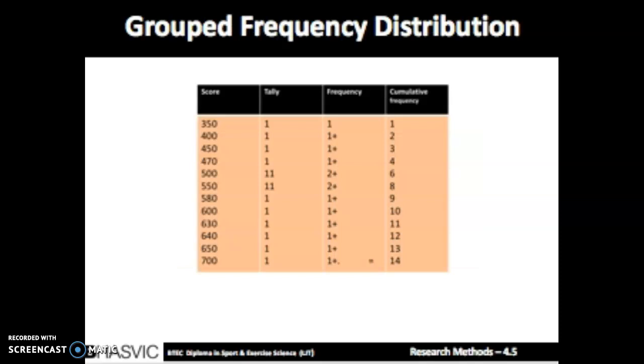Grouped frequency data. This type of data is similar to simple frequency data. However, it categorizes the raw data into groups. For example, 200 to 250 would be one category of raw data.